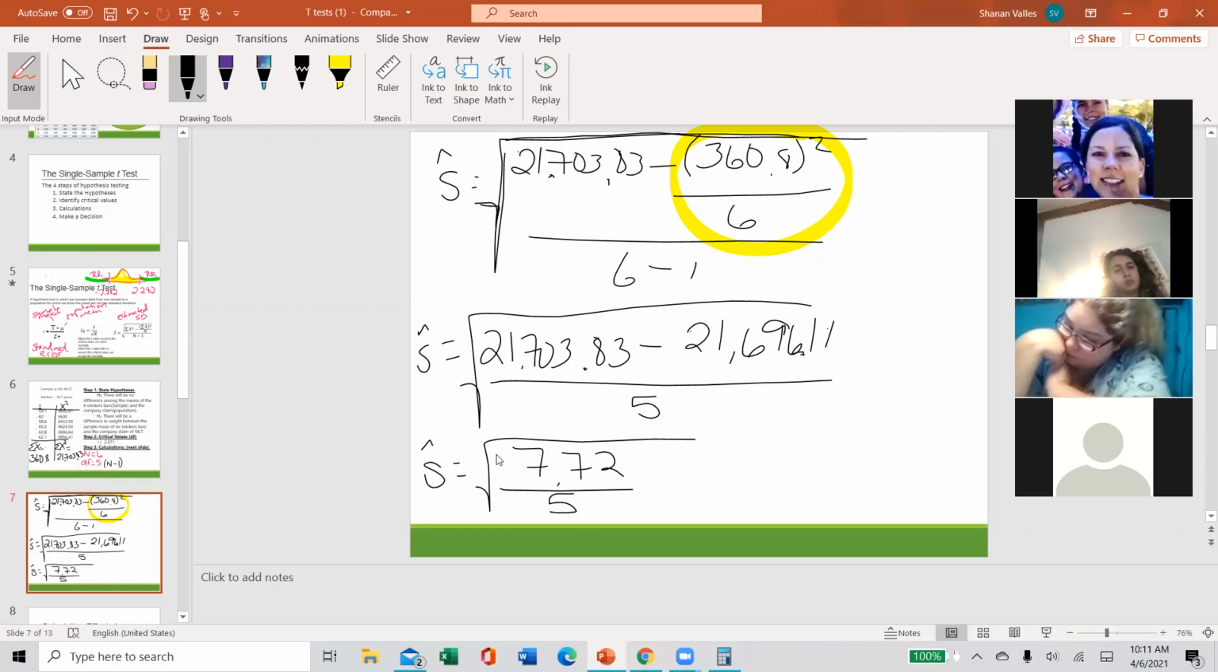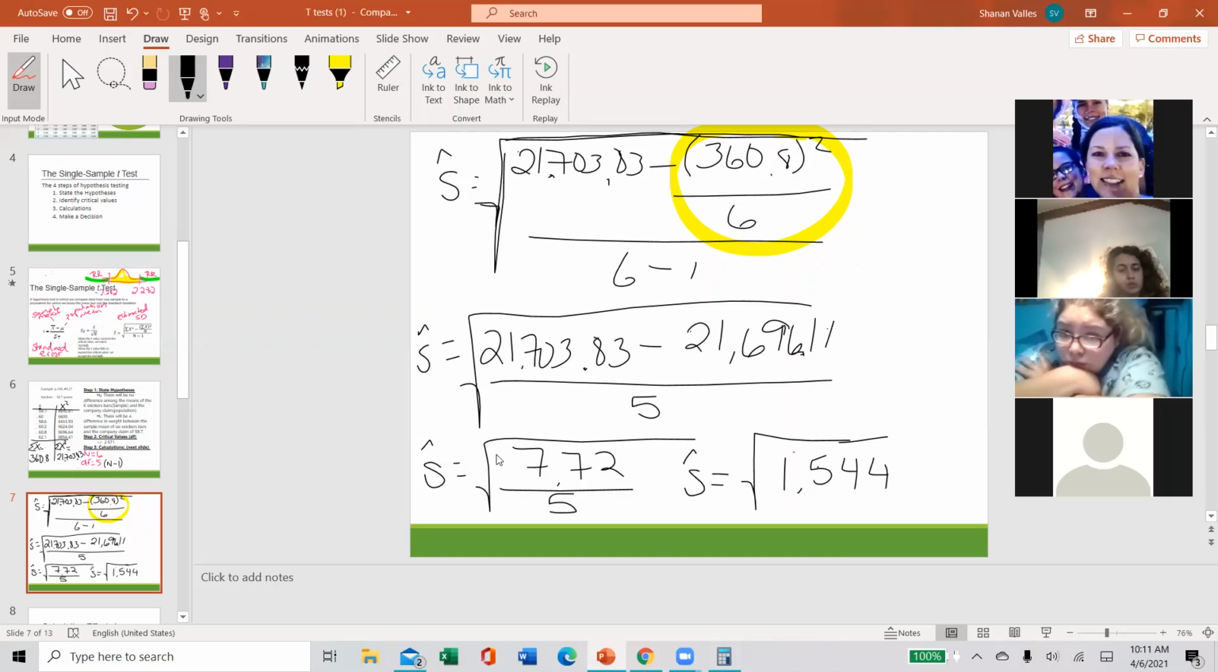Just to save a little bit of space, I'm going to move this way. We could reduce this. So 7.72 divided by 5 gives us 1.544. You could do 4 again if you wanted. That's pretty easy. I'm cool with that.